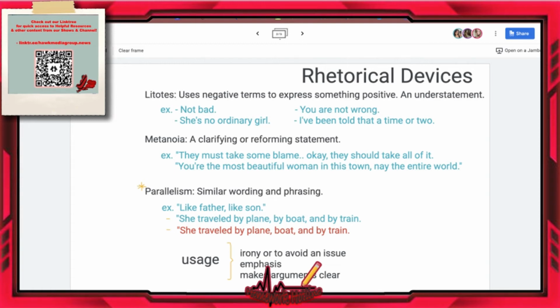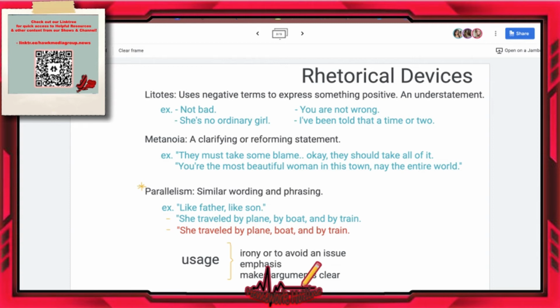I also would like to cover that the last example that's in red is not necessarily grammatically incorrect. There's nothing wrong with saying that someone traveled by plane, boat, and by train, but it's just not parallel to each other, which is something that the ACT really values.